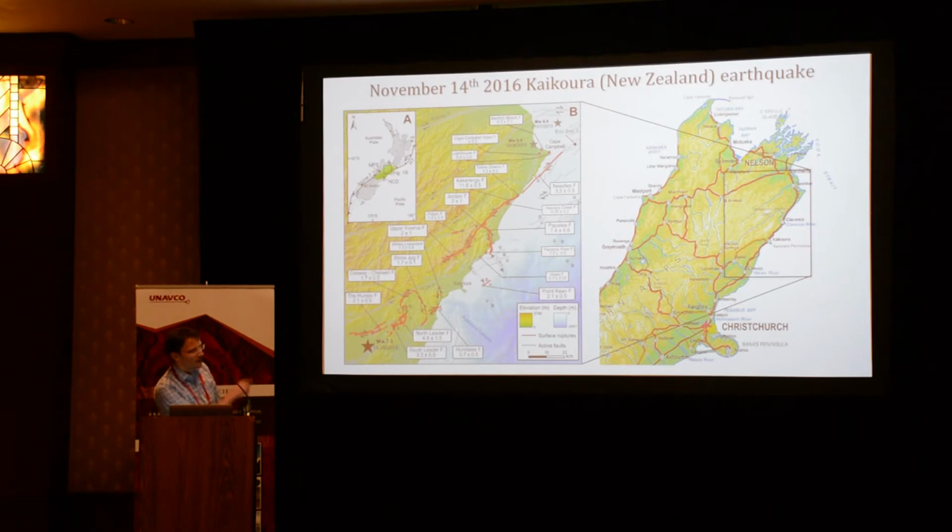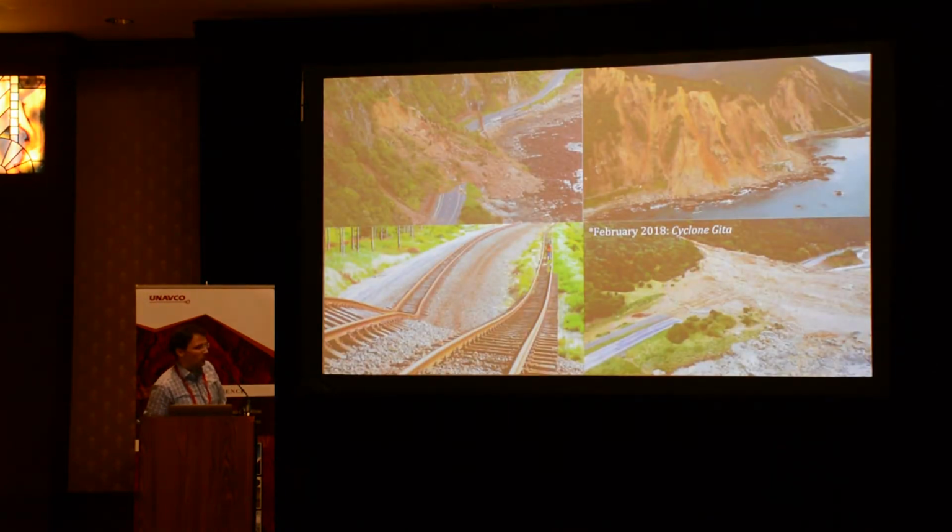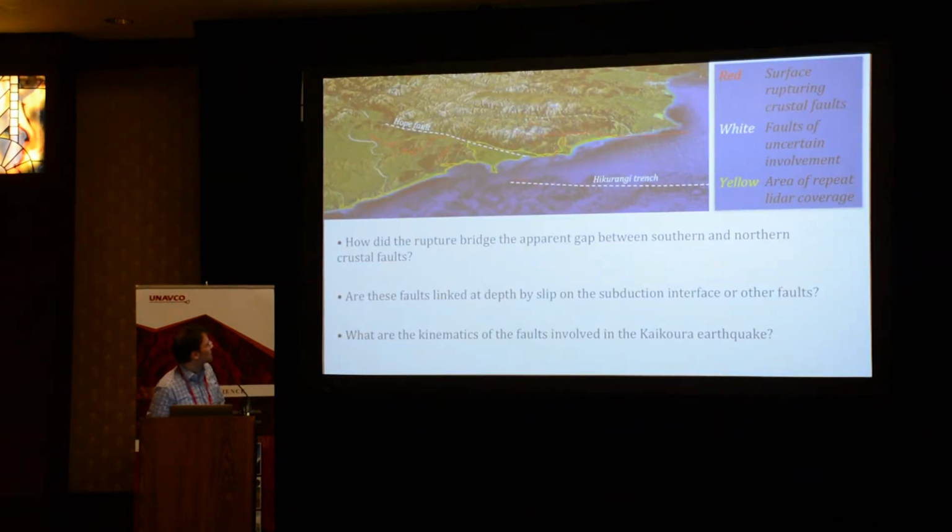This rupture basically parallels the major transportation route between Christchurch and the North Island, and Christchurch is the largest city on the South Island. So we've seen some spectacular examples of landslides triggered by the earthquake, also some surface rupturing faulting that you can see displacing the rail lines. These landslides are actually ongoing, and the recent cyclone Gita reactivated some of the material that was generated in this earthquake.